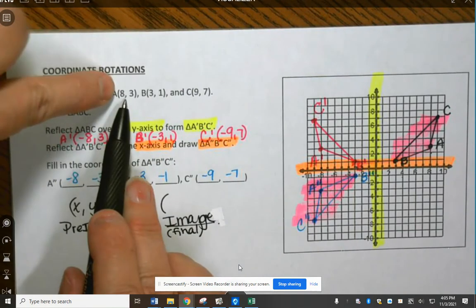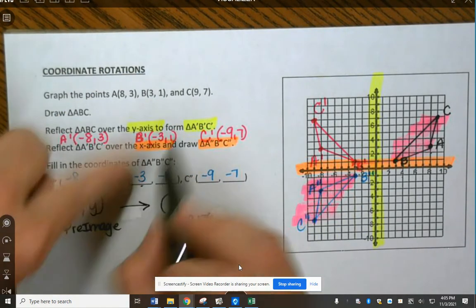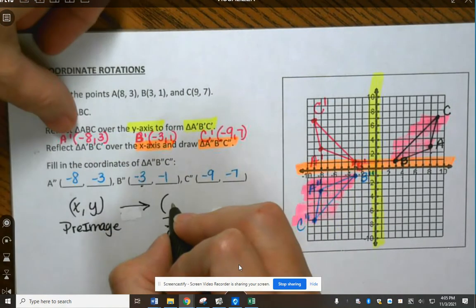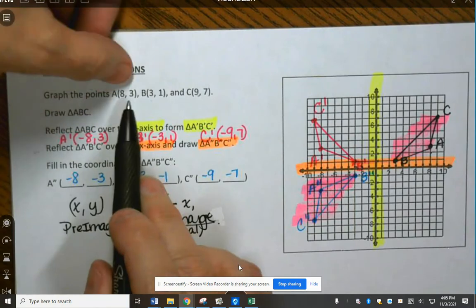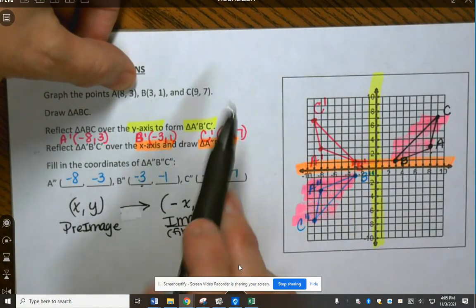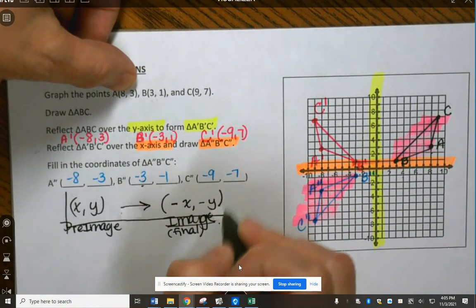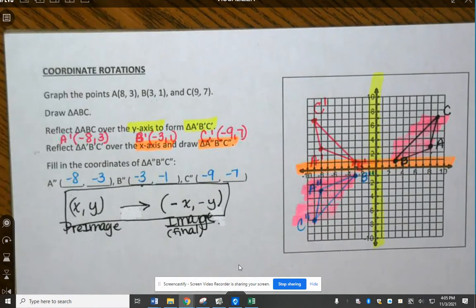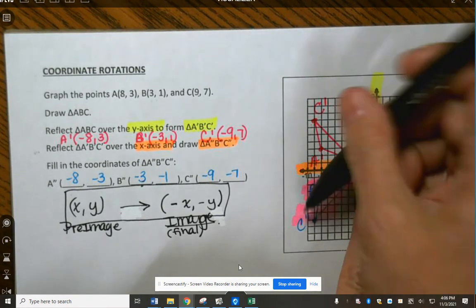The original 8 became -8, the original 3 became -3, and 9 became -9. So the original x changed sign. And the original y, 3 became -3, 1 to -1, 7 to -7, it changed sign. Now we've got to decide how much of a rotation that was to get it from here to here.